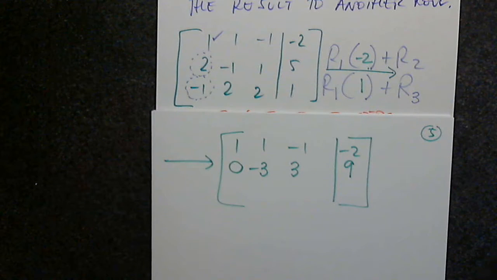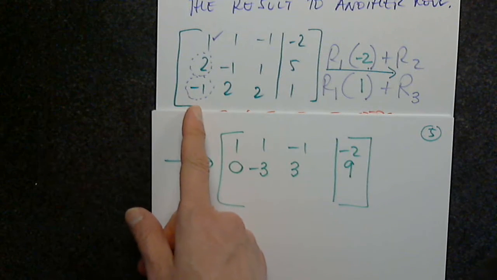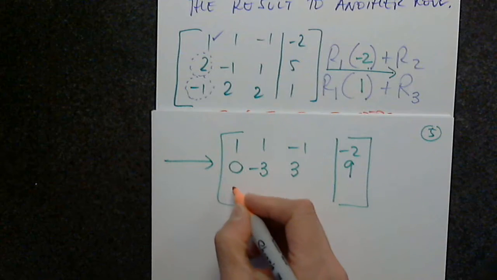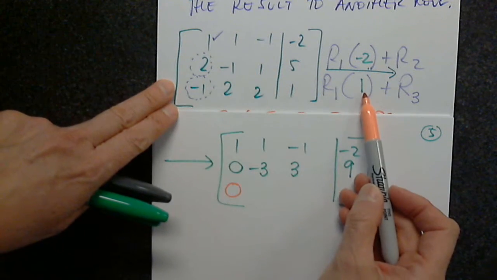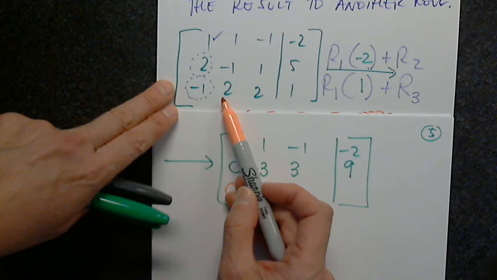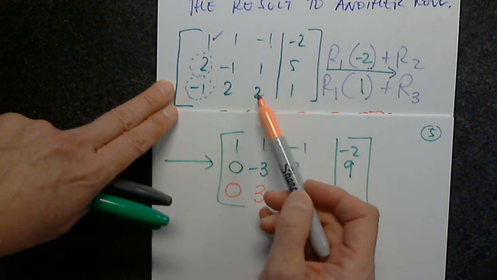Now we're working on row 3. 1 times 1 minus 1. It better be, right? Okay. 1 times 1 but plus 2 now. Excellent. Negative 1 times 1 but plus 2.